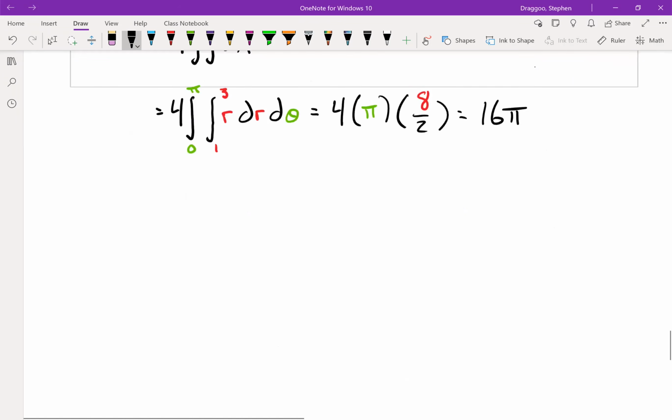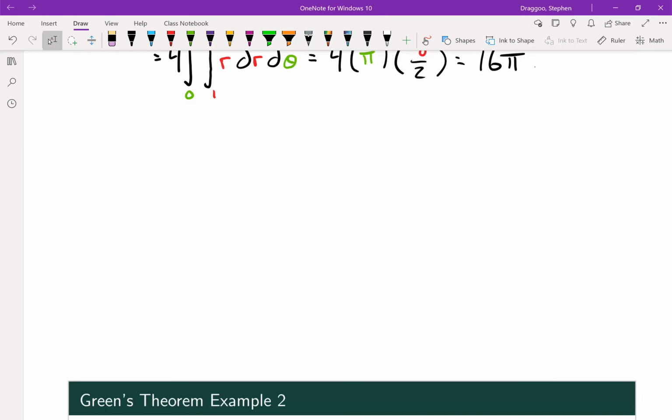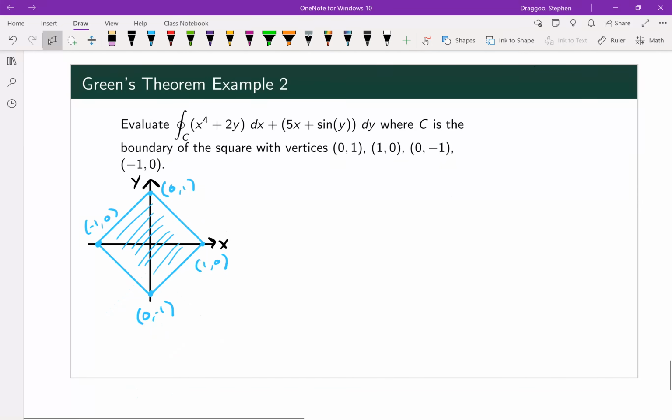So let's try that out, but with one more example. This time evaluate the line integral over the closed curve C. So don't forget that little circle in the integral means that we've got a closed curve C, where we've got something dx plus something else dy, where C is the boundary of the square with vertices (0, 1), (1, 0), (0, -1), and (-1, 0), or just the sketch that's listed below. So it's basically a square, but it's rotated 45 degrees.